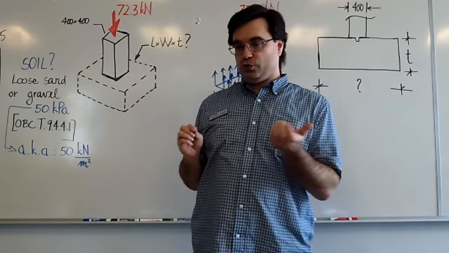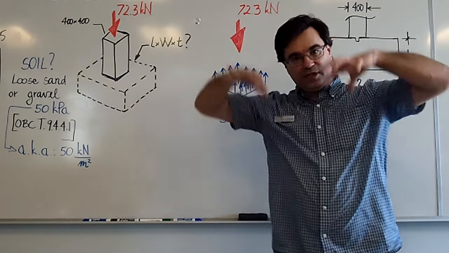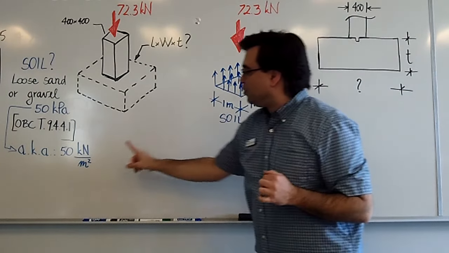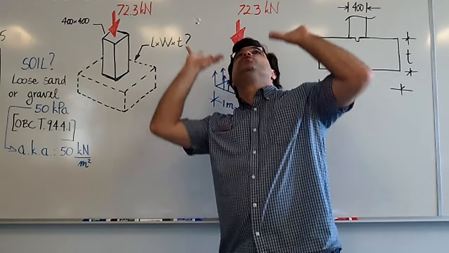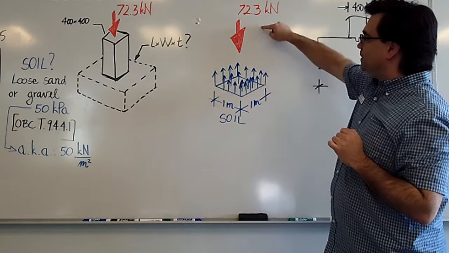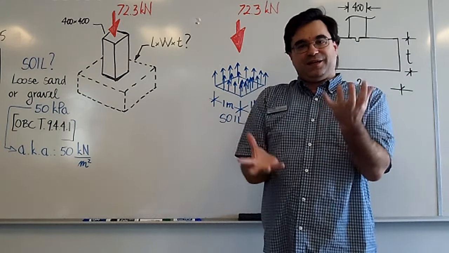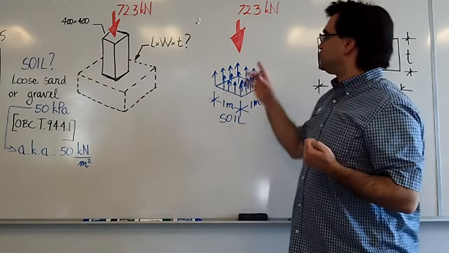So what we have to try to figure out is, given that we know what the applied force is from the building above, given that we know how much the soil is able to resist pressure-wise, what area can we get between these two that gets those two values to balance, right? Because we don't want a force that's more than what the soil can support. Okay? So that's what we're going to do, and let me show you how.